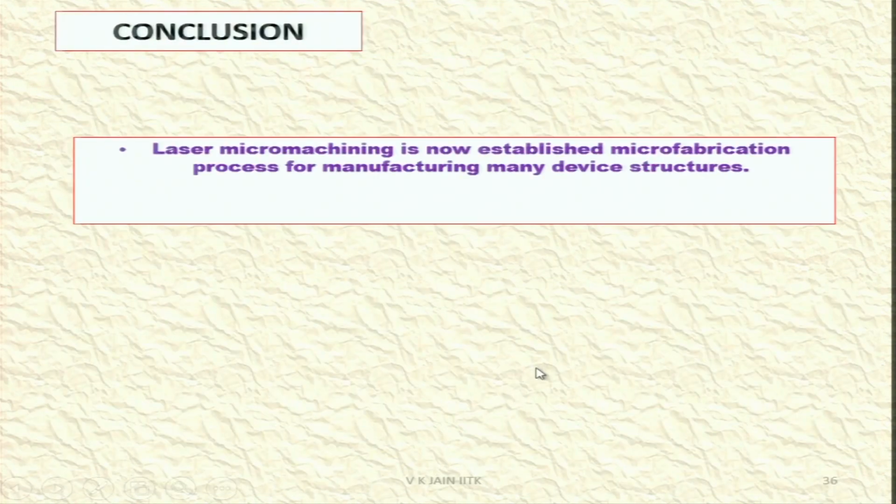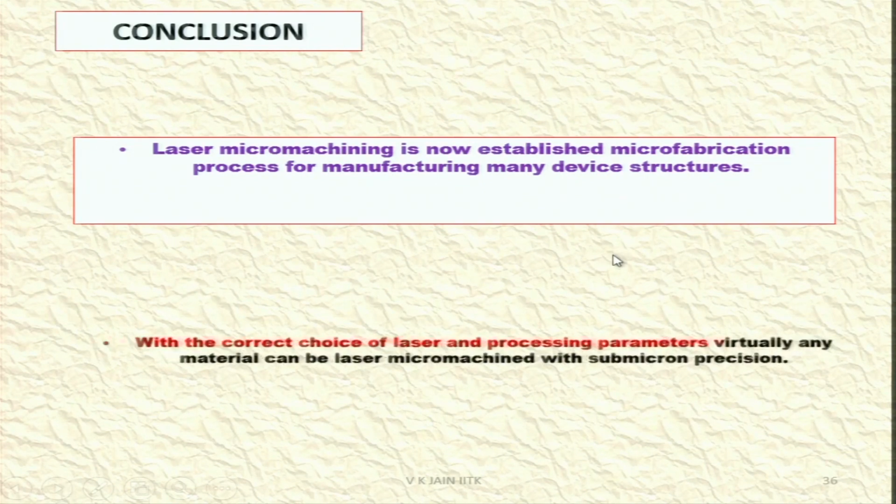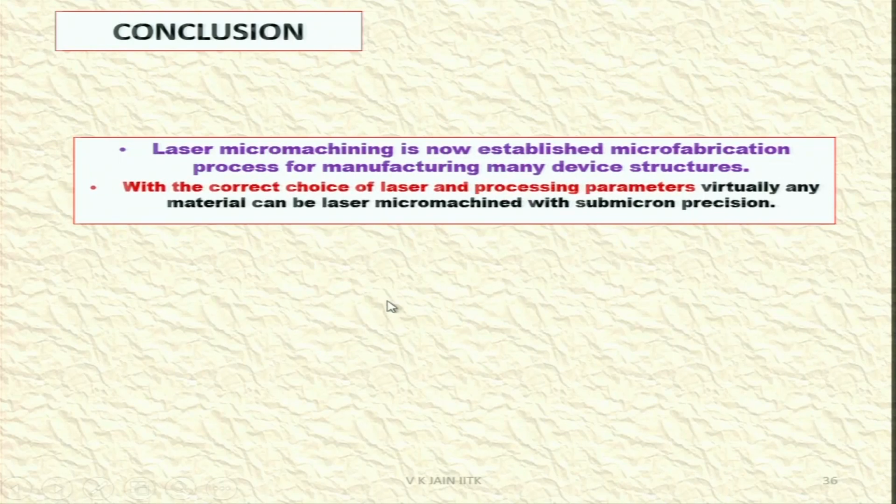Conclusion: laser micromachining is now an established microfabrication process for manufacturing many device structures. Some of them we have already seen in two presentations. With the correct choice of laser and processing parameters, virtually any material can be laser micromachined with submicron precision. Note it here very carefully.